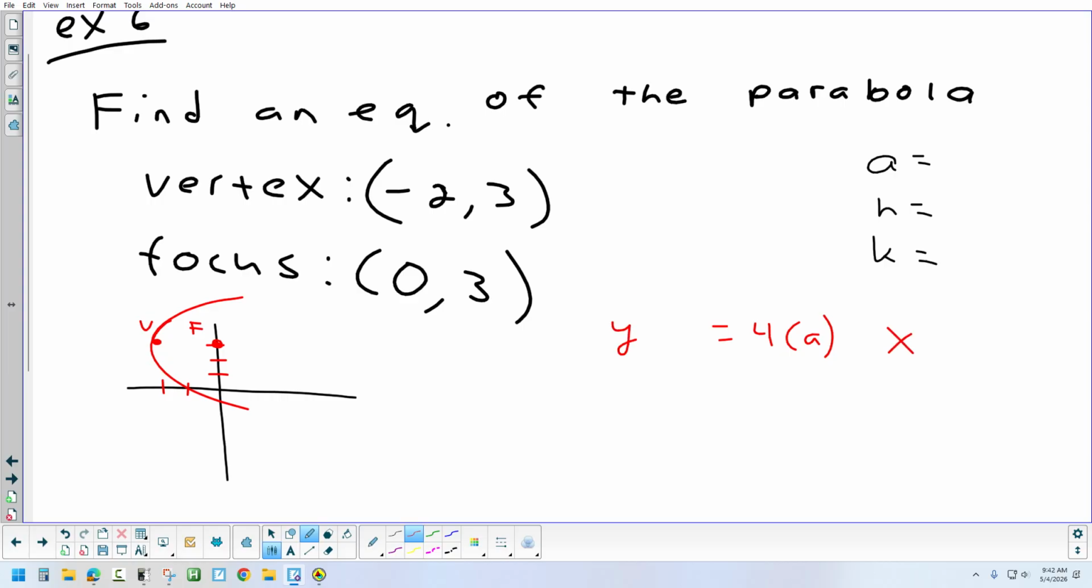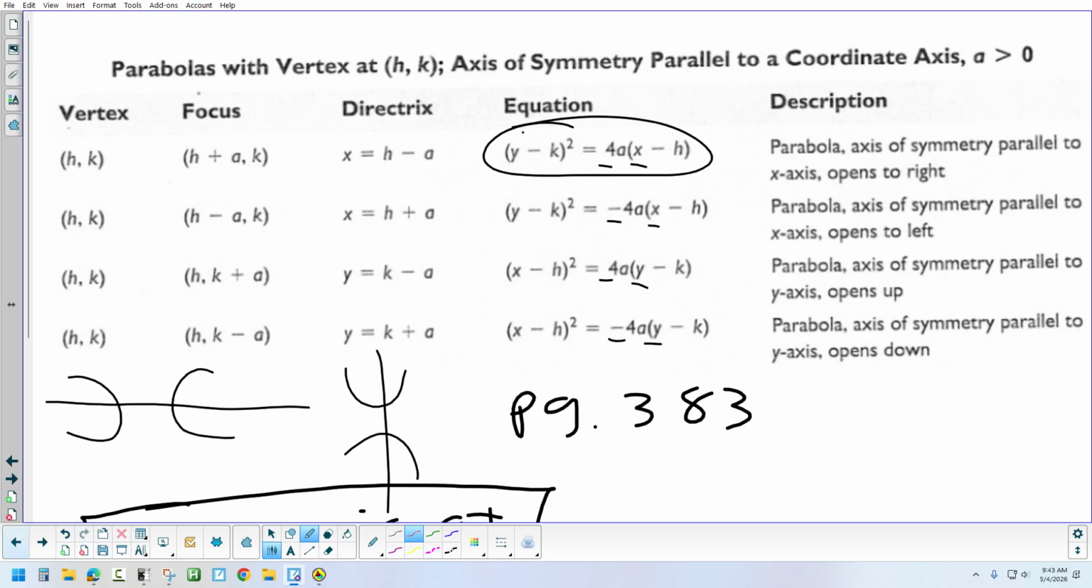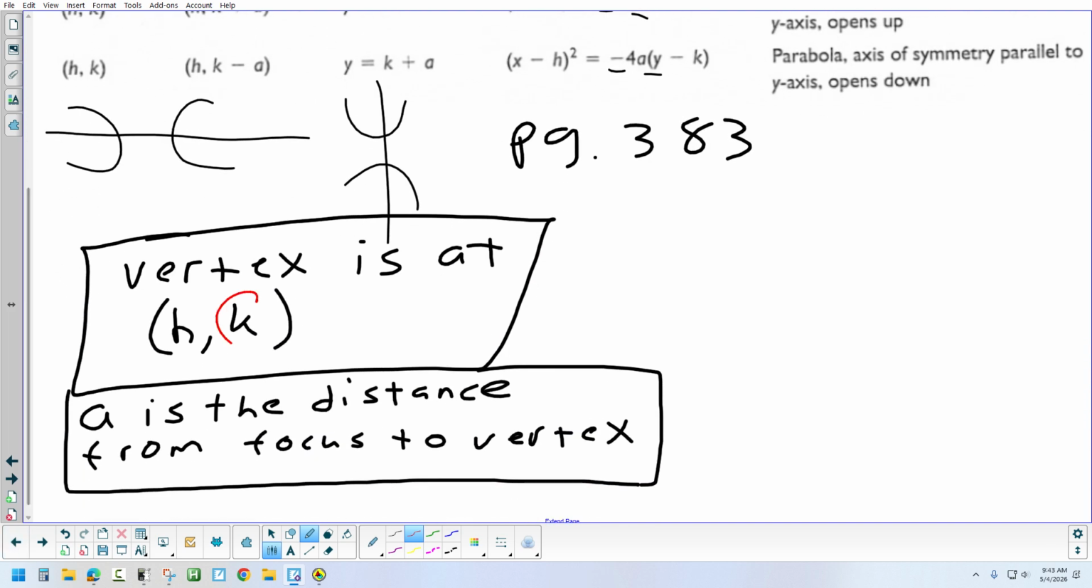So that means this is the y squared. Now, the only thing we have to do is adjust it for the vertex. Y minus k, x minus h. K is the y value of the vertex.